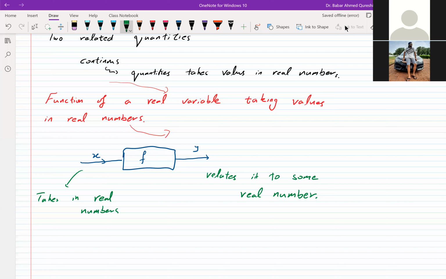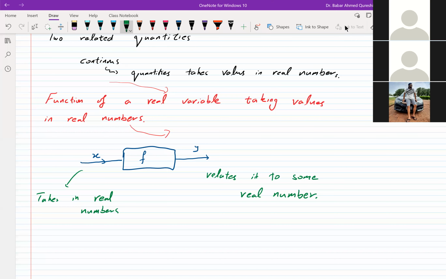Now, the calculus is just the study of these functions. Whenever you are studying functions, these relations between continuous quantities, quantities which take values in real numbers, or more general numbers which are of continuous type, like complex numbers, relation between them using these functions, that study is calculus. This course is the simplest one, where you are just relating one real variable with another real variable. So functions of only one variable.